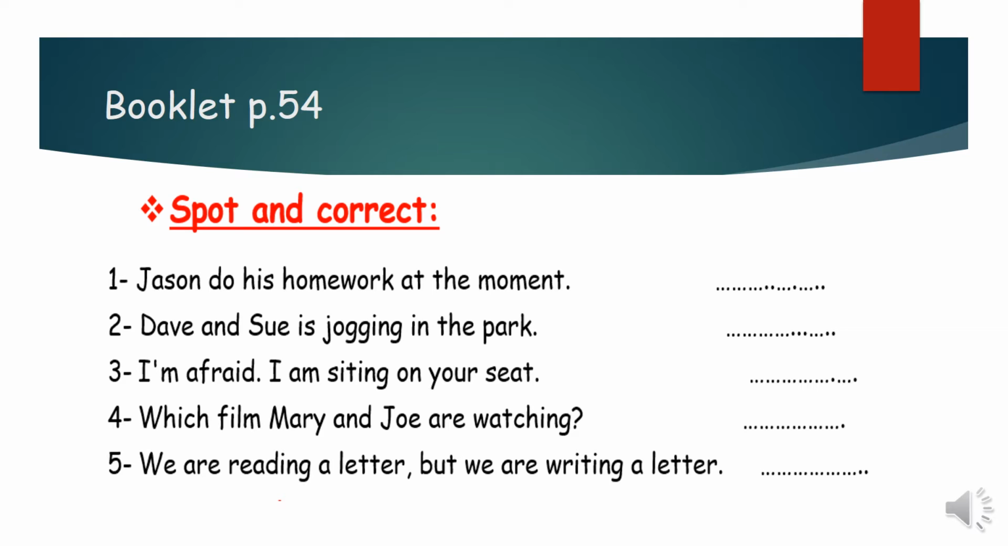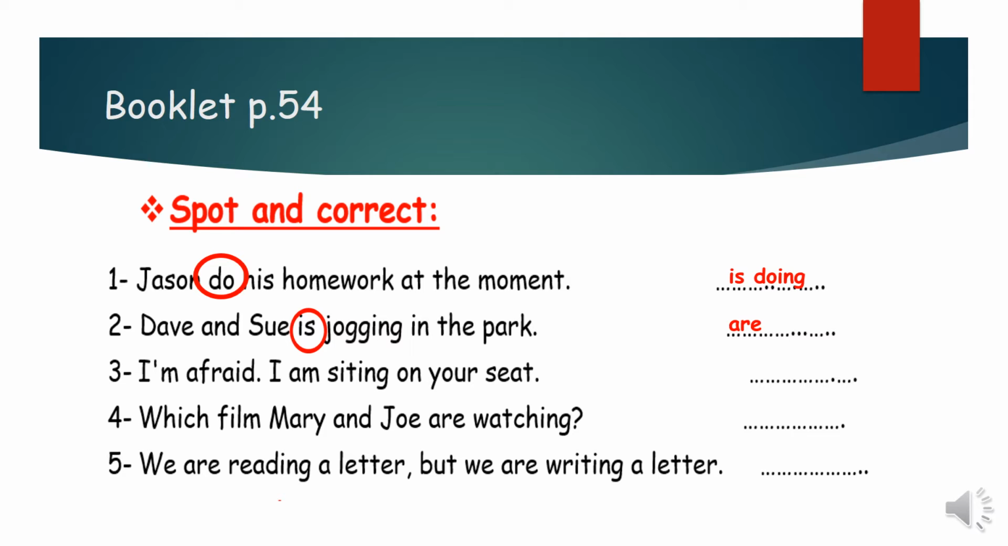Okay? Number 1. Jason do his homework at the moment. Yes. Which one? Do. It will be is doing. Jason is doing his homework at the moment. Okay, number 2. Dave and Sue is jogging in the park. Okay, Dave and Sue, they are plural. They take are, so is is incorrect. It will be are jogging. Okay, number 3.